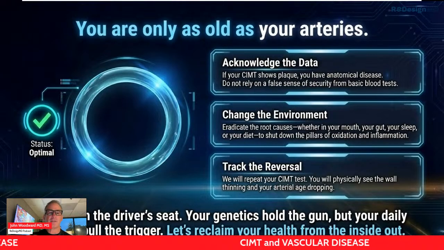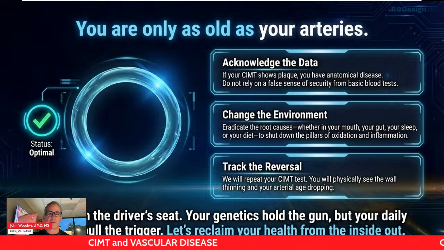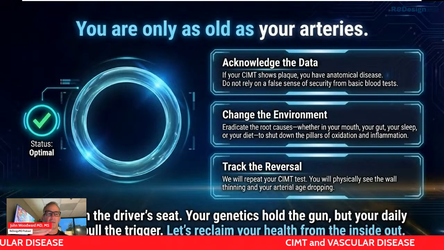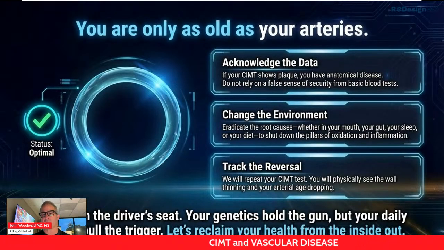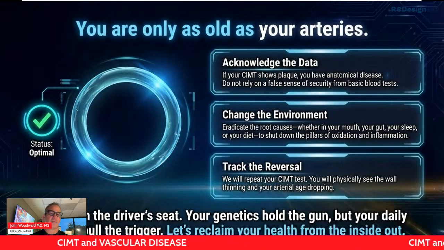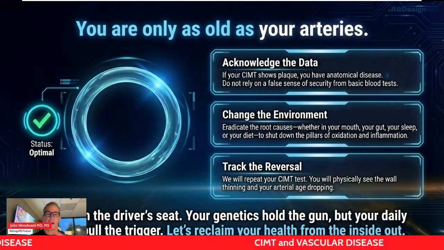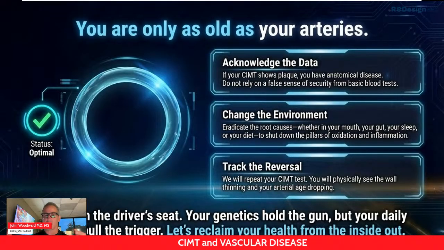We need to change the environment that bathes your genes in the wrong cocktail. So we need to look at the root causes: the toxins, the heavy metals, the environmental pollutants, the plasticizers, the pesticides, the herbicides, your diet, and reassess your diet in terms of your diet quality for oxidative and inflammatory mediators.